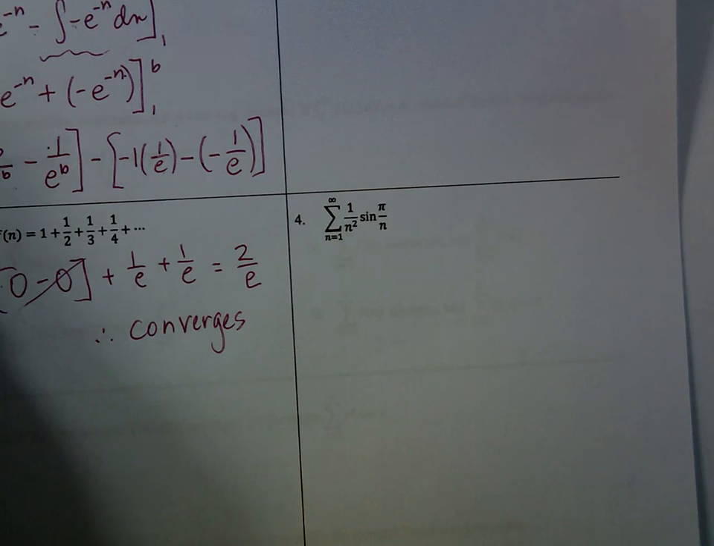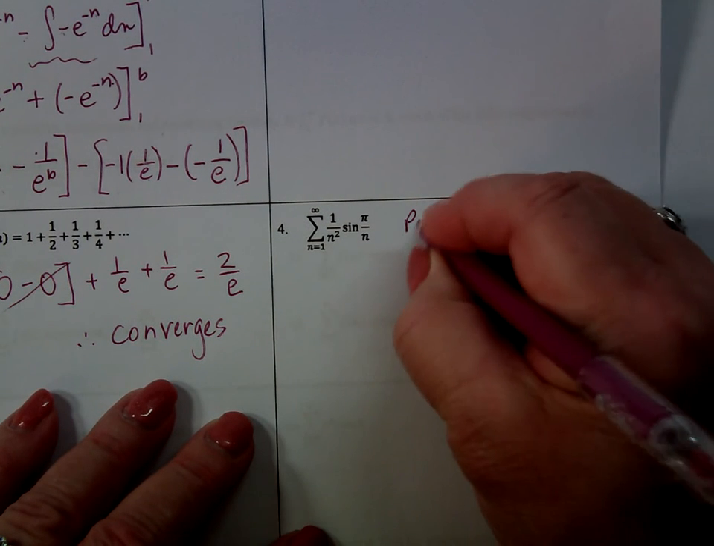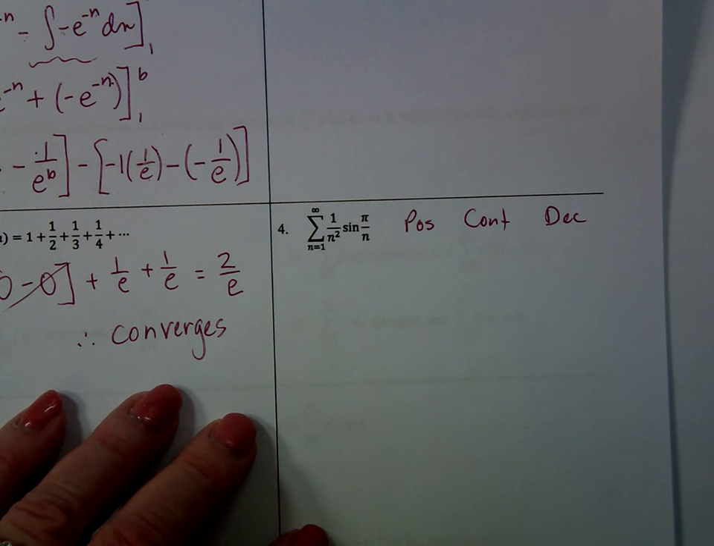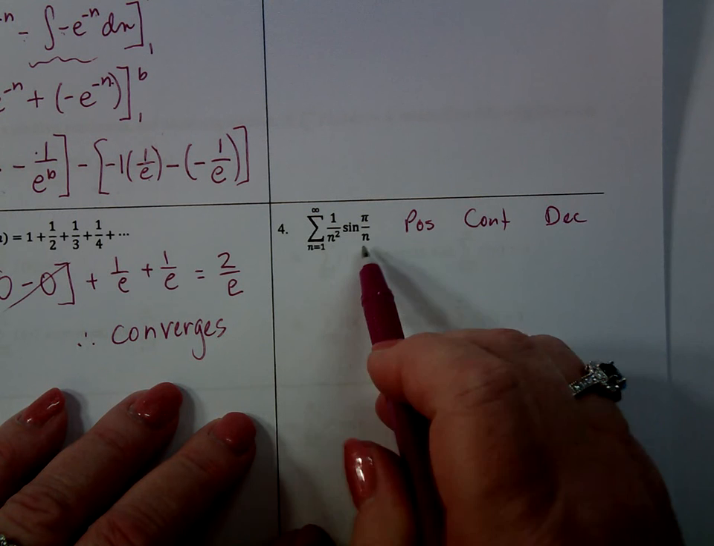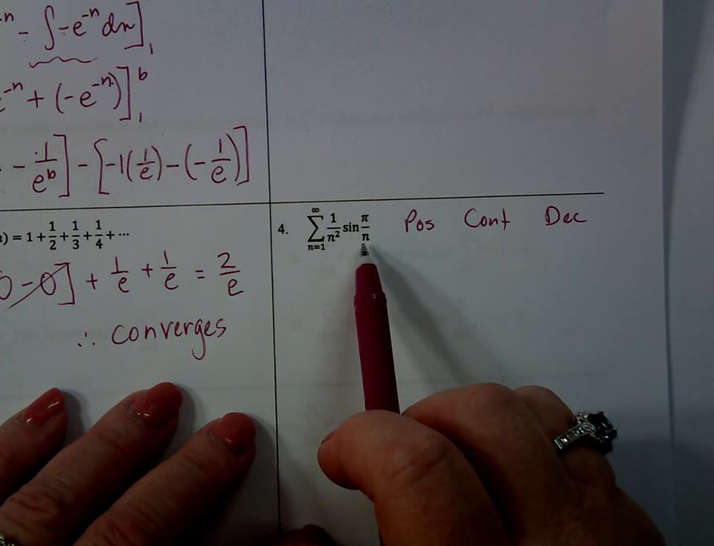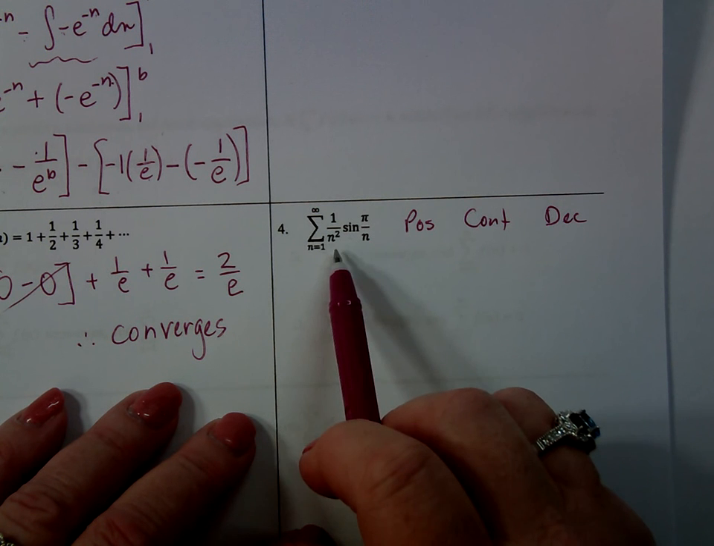Again, I need to check, is it positive, is it continuous, and is it decreasing? Well, let's check. I am going 1 over n squared times the sine of pi over n. We already talked about 1 over n squared in that second example. We know that that part's positive, continuous, and decreasing. Is the sine of pi over n also going to be positive, continuous, and decreasing? So I'm going to think about that.